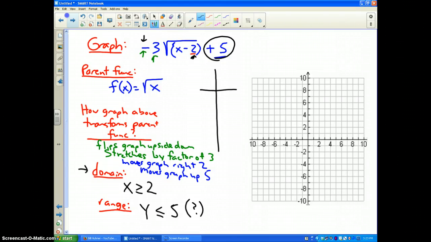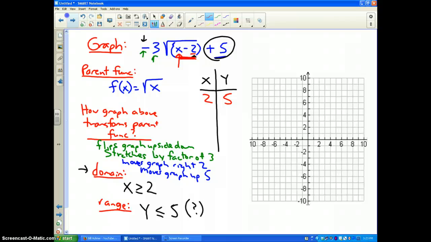Let's see what happens. All right, let's make a t-table. X, y. Well, first of all, what numbers are you going to put in for x? Well, remember, inside the parentheses, that can't be less than 0. So the lowest number I can pick for x is 2. If I put 2 in there, 2 minus 2 is 0. The square root is 0, 0 times negative 3 is 0, and I get an answer of plus 5.